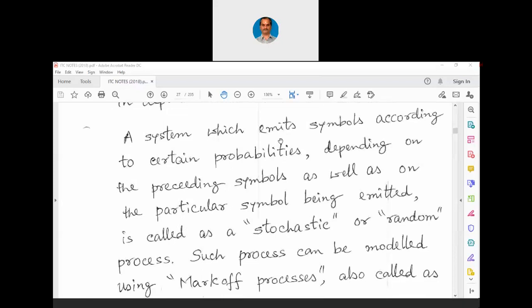A system which emits symbols according to certain probabilities depending on the preceding symbols as well as on the particular symbol being emitted is called a stochastic or random process. Now remember the term stochastic or the term random, especially in communication theory or communication applications, we keep on using these terminologies because we will have to model noise now, and we always should have a signal to noise ratio which is much larger.